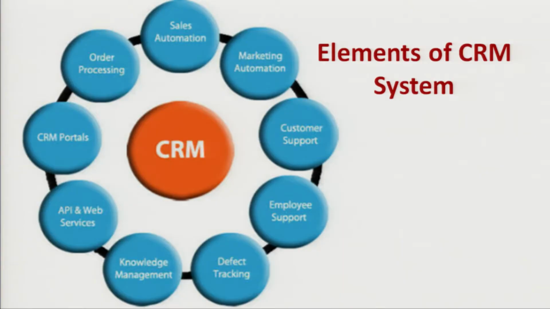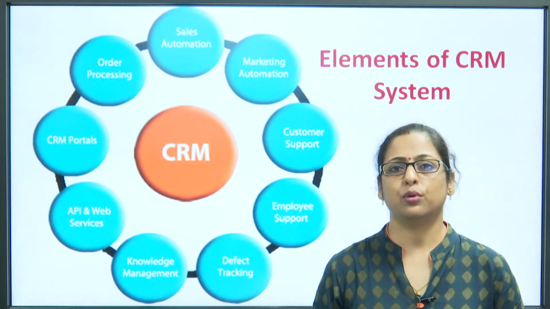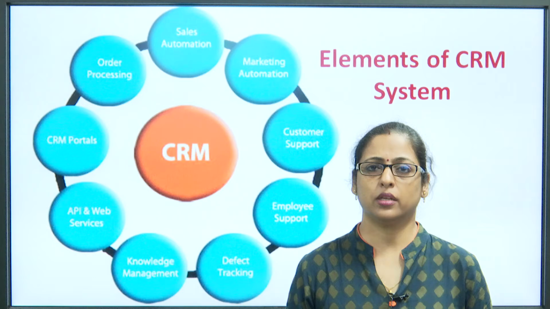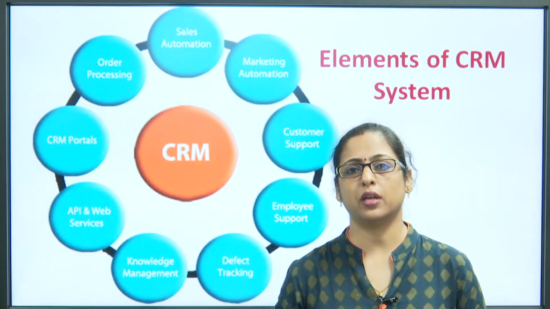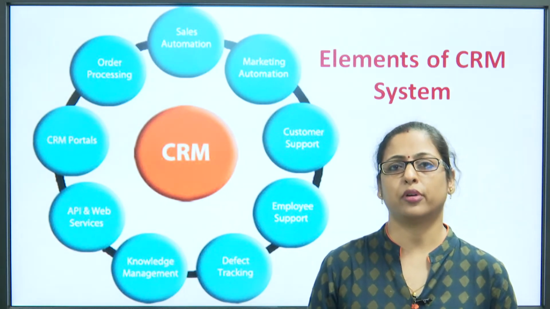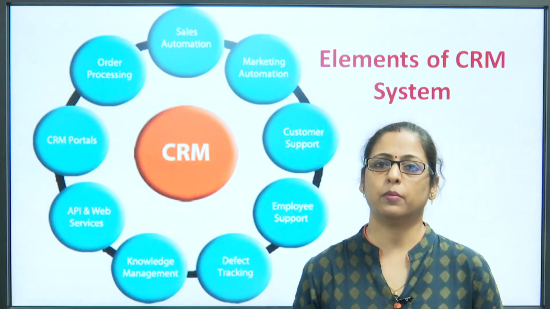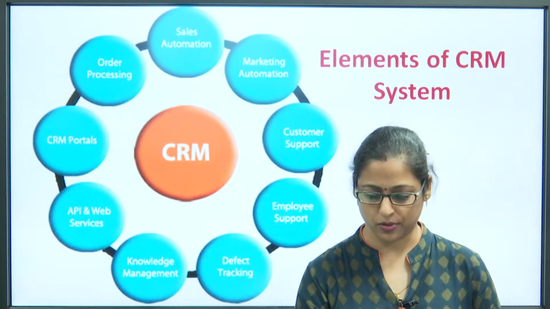So, these are the various elements of CRM. As you can see, it includes sales automation, marketing automation, customer support, employee support, defect tracking, knowledge management, API and web services, CRM portal, order processing, and obviously we will be discussing all this in later classes, but for you to understand it right now, CRM is basically a tool in which all the touch points where the company is in contact with the customers get automated, or the company provides points through which they are able to build a better relationship and have better feedback from the customers.